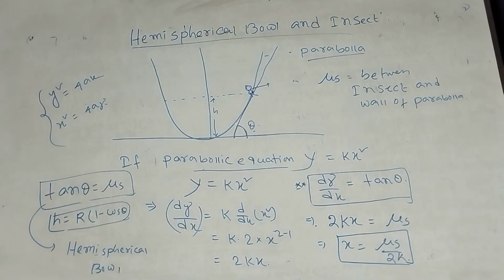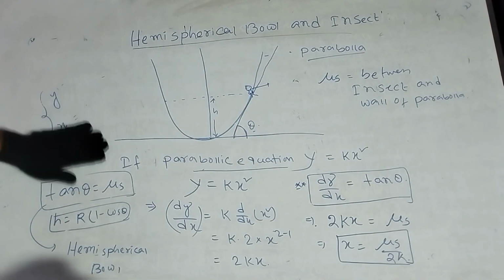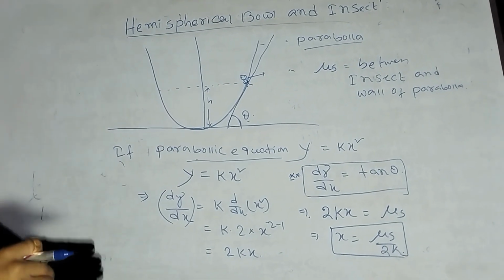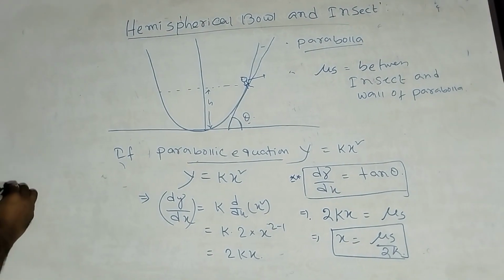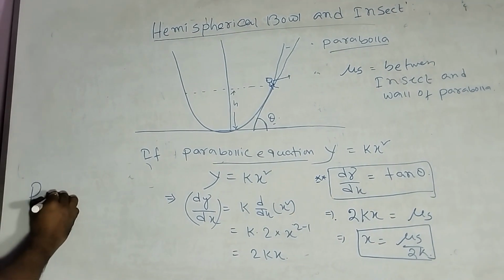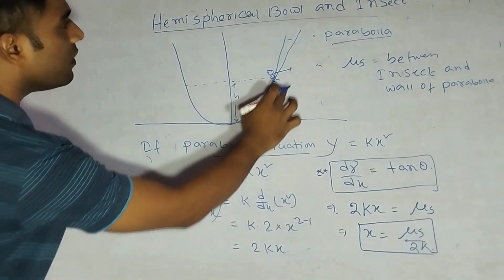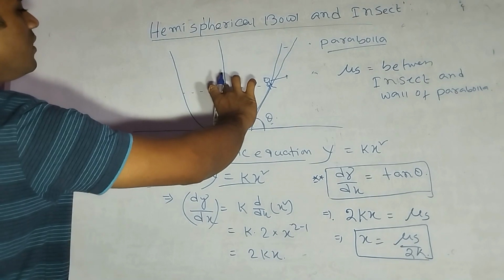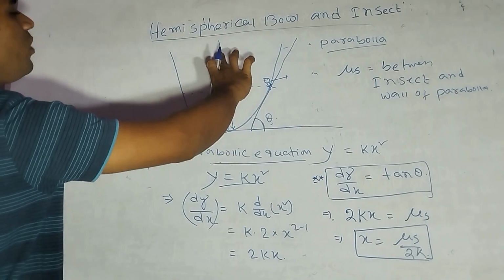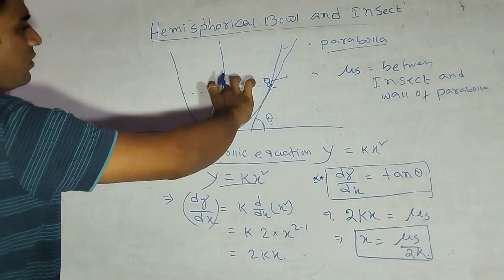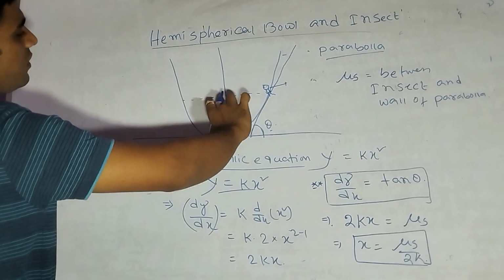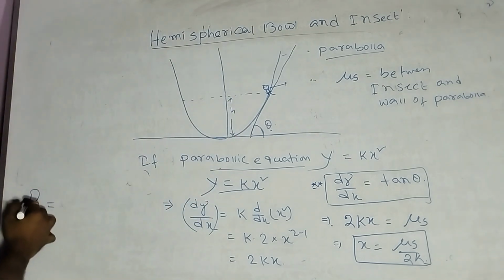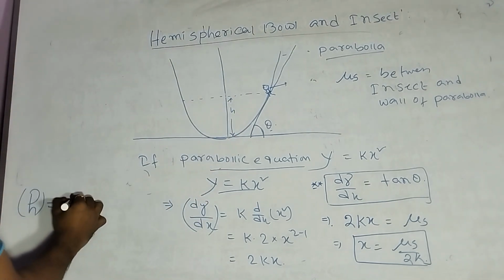Next, the final step is to determine the shape height, that means h. The h value is determined by the x value given in this parabolic equation. The h value means y. This is the positive y axis, and this is the distance h, measured along the y axis. So h is also equal to y.